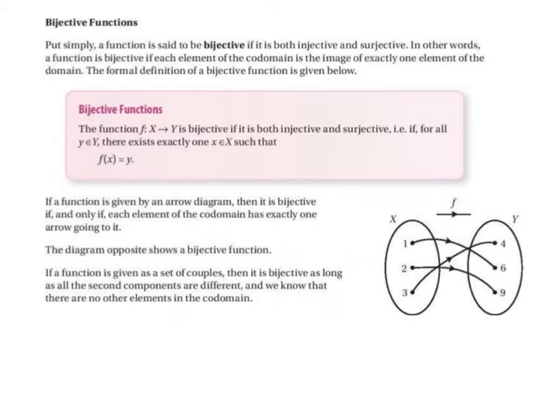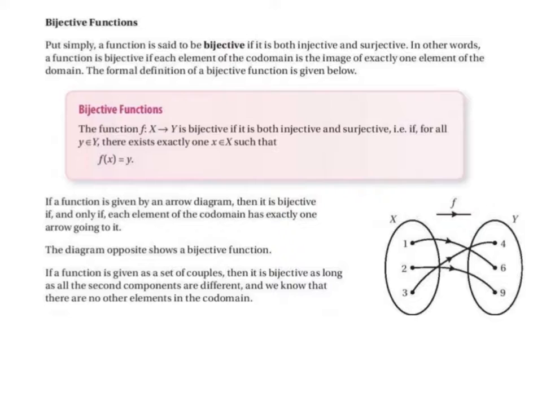Bijective functions. Put simply, a function is said to be bijective if it is both injective and surjective. In other words, a function is bijective if each element of the codomain is in the image of exactly one element of the domain. The formal definition of a bijective function is given below.